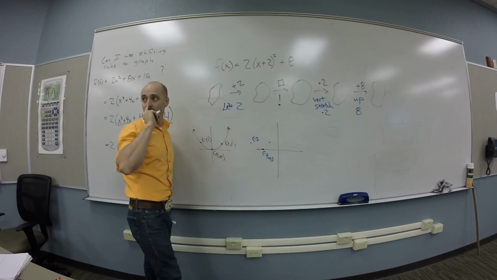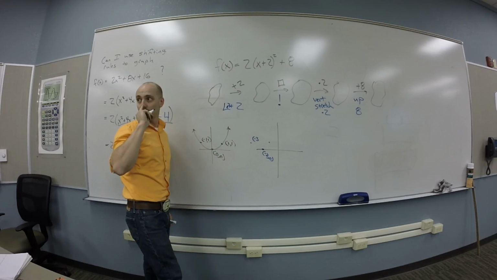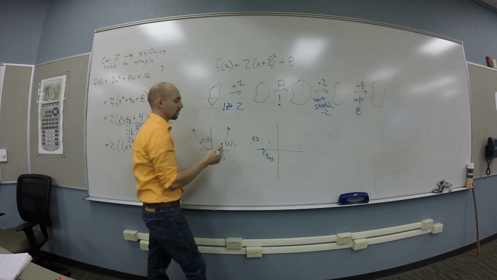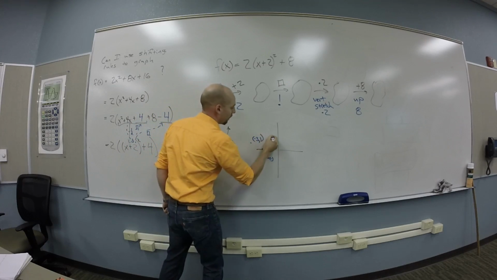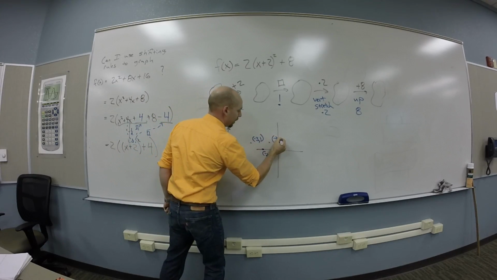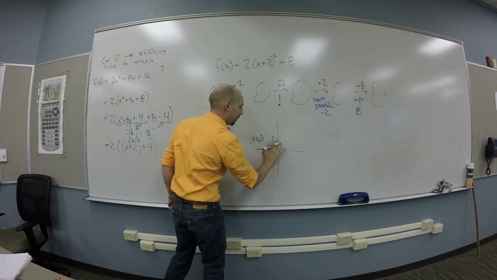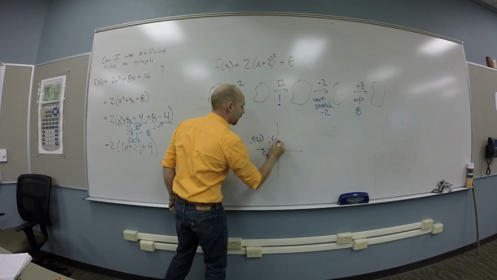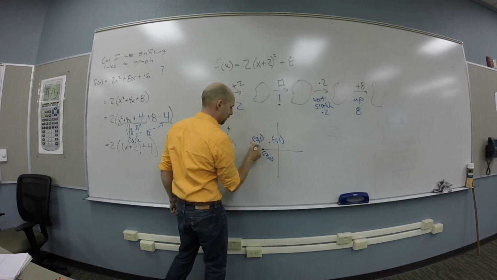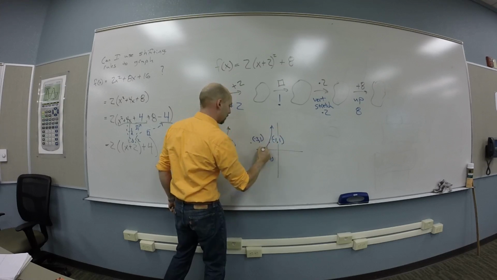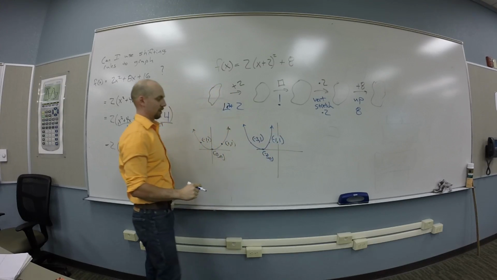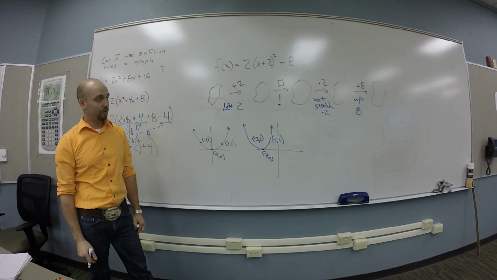And then my other 2 points that I'm keeping track of will be at minus 3, 1, right, because I'm shifting horizontally, right? And minus 1, 1. So there's my parabola again. Okay, so that was the left 2.